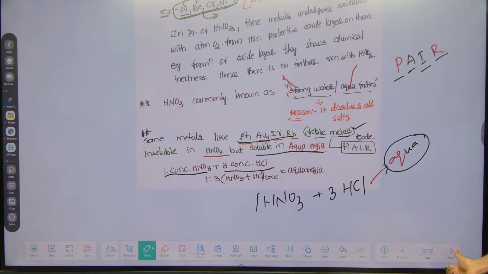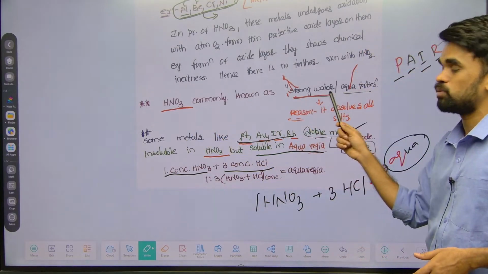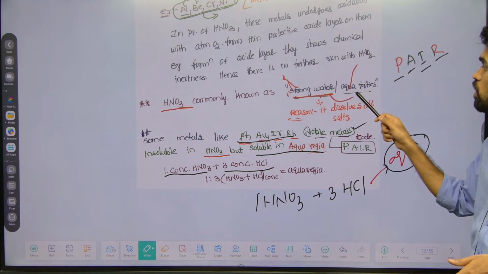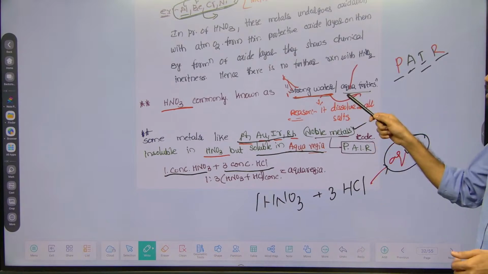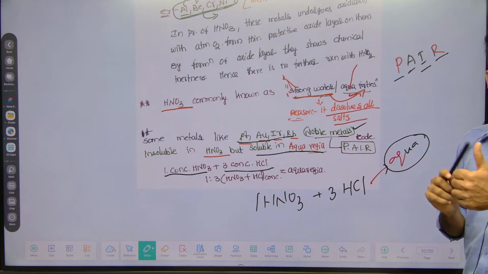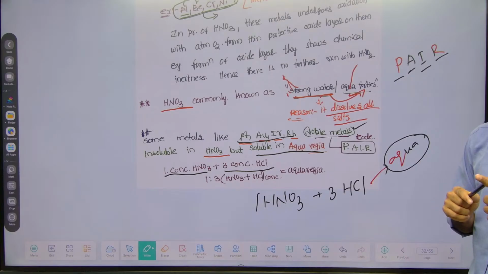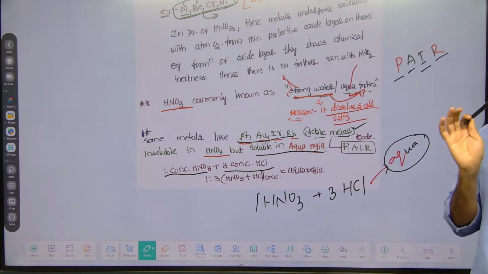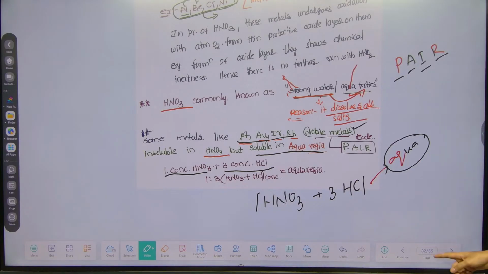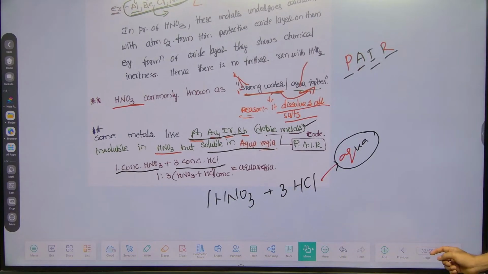Next. Nitric acid independently is also called strong water, or aqua fortis, because it dissolves all types of salts. Nitric acid is also called aqua fortis or strong water. Why are we saying it like that? Because it is able to dissolve all types of salts. Next.